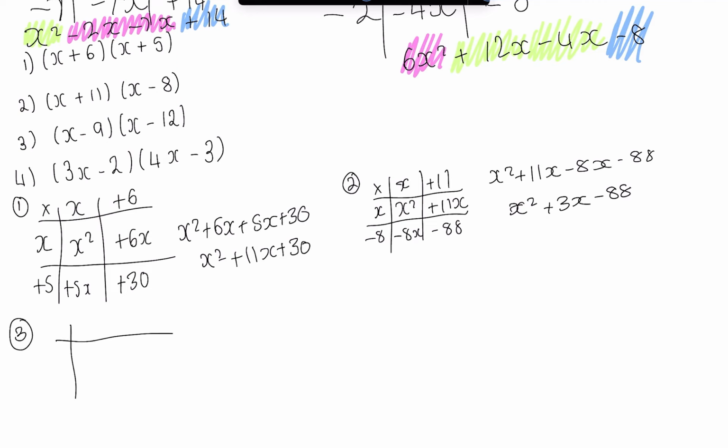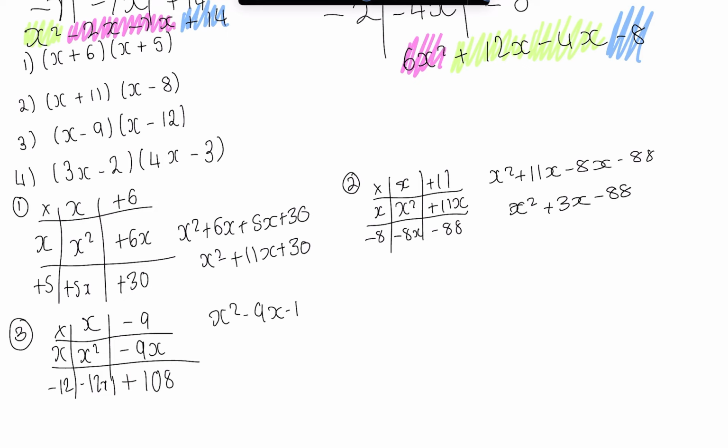The third one, again, we're not changing the method that we're using here. It's just the numbers that are changing. So x times x is x squared. We've got a minus 9x and a minus 12x. And then minus 12 times minus 9 is going to give us a positive answer. So when we do 12 times 9, we get 108. So it's positive 108. So again, just be really careful with your signs.